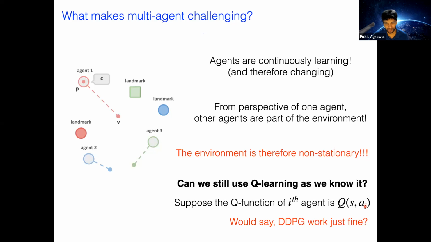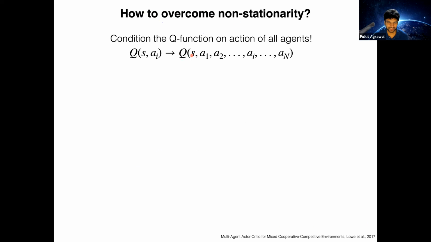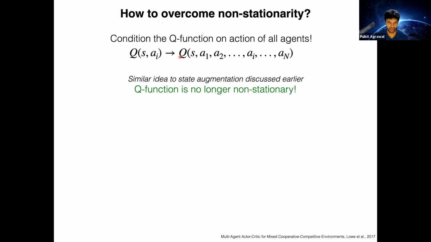Now, how can we overcome non-stationarity in a multi-agent setup? The trick is very simple. We can just use the actions of all the agents. If I knew the actions of all the agents, then I would make Q learning harder because I'll run into data sparsity issues, but it will no longer be non-stationary. So it's a similar idea to state augmentation that we discussed earlier.